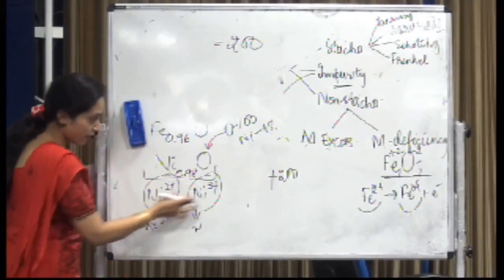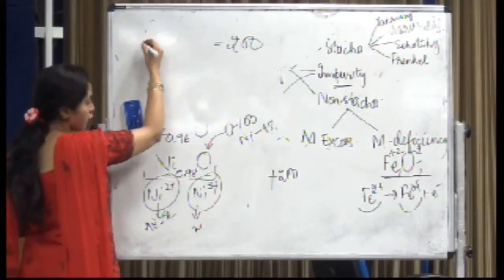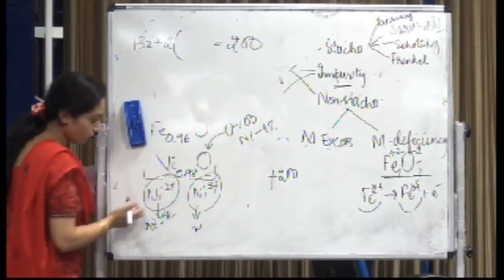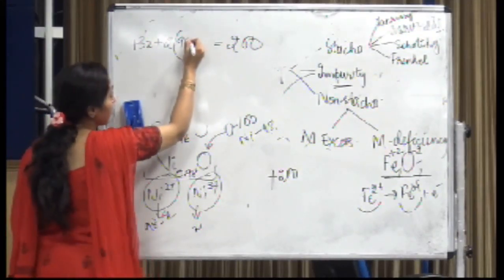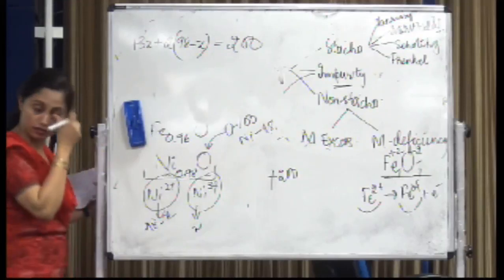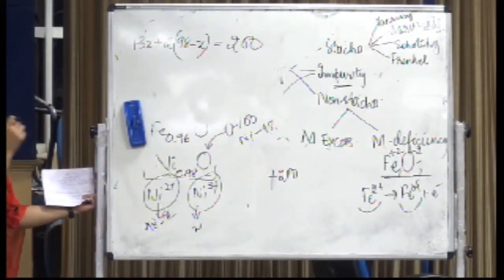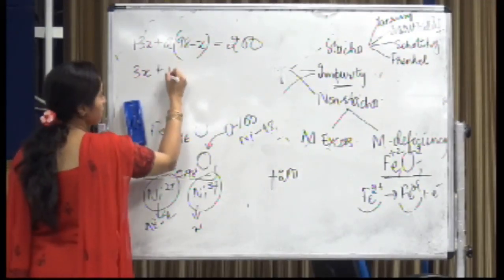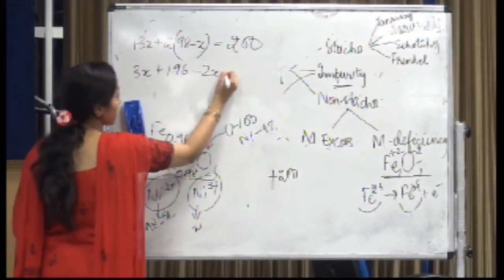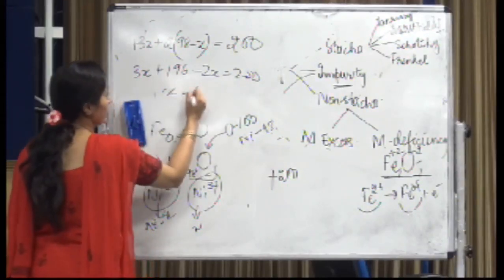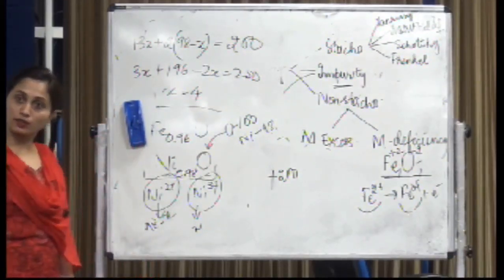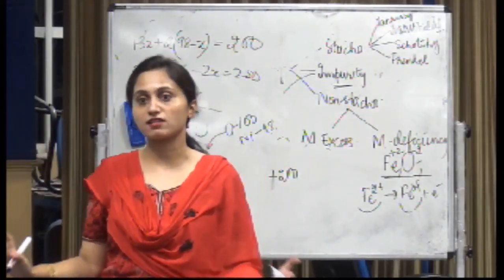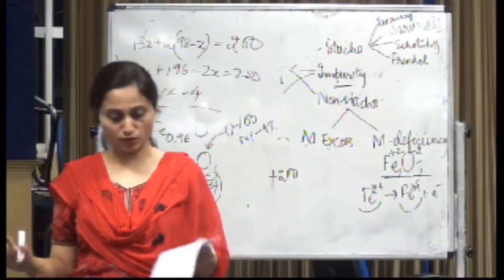So the charge is 3x plus 2 into (98 minus x) is equal to 200. Got it? So 3x plus 196 minus 2x is equal to 200, so x is equal to 4. Similarly, you can find it for Fe or Ni or any other atom. Remember, here you only have to balance the charge, form the equation and then solve it.